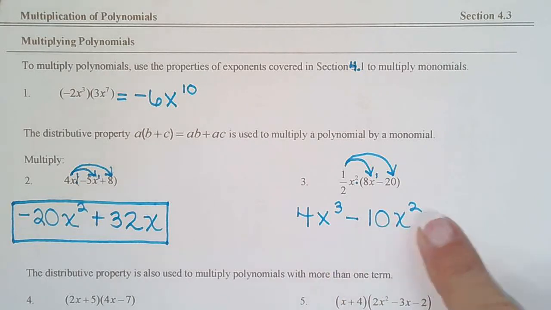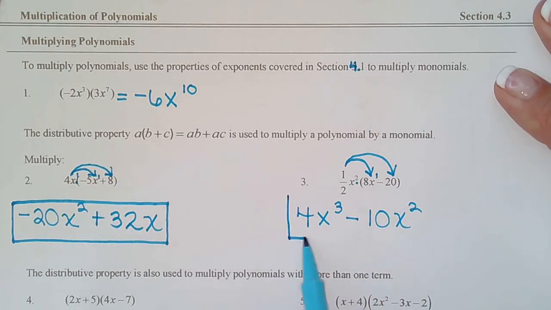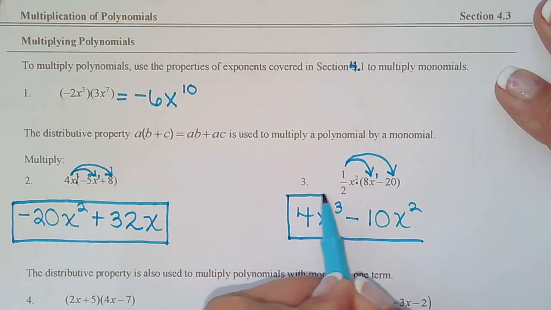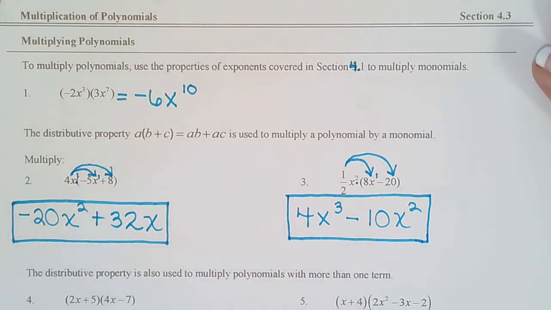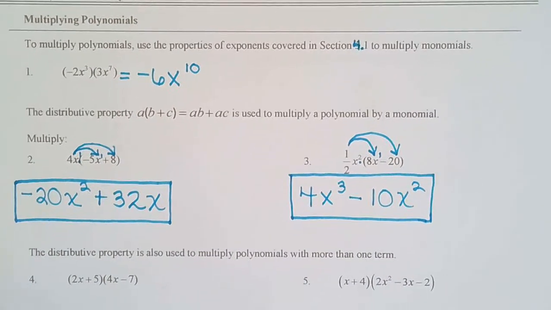Are my terms in descending order from highest to lowest? Yes, they are. And I can't combine them, remember. If they're not like terms, don't add or subtract them. So 4x cubed minus 10x squared.